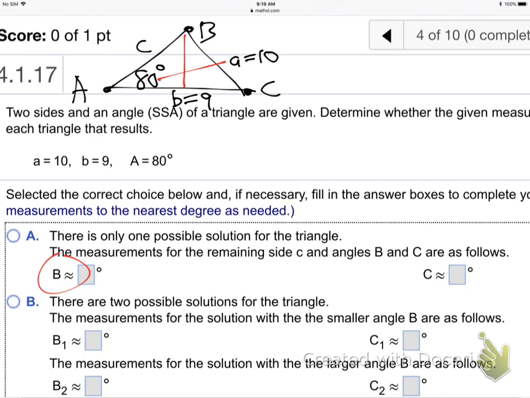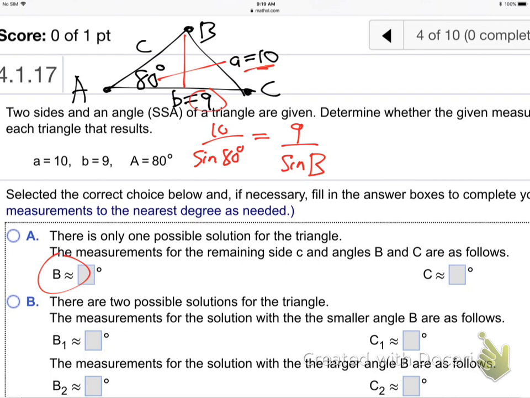So yeah, is that confusing? We're going to say little a, which is 10, over the sine of 80, like that, right? Is little b, the 9, over the sine of capital B. And I don't know what that angle is. So I'm going to try to figure it out. So keep going. Solve that.